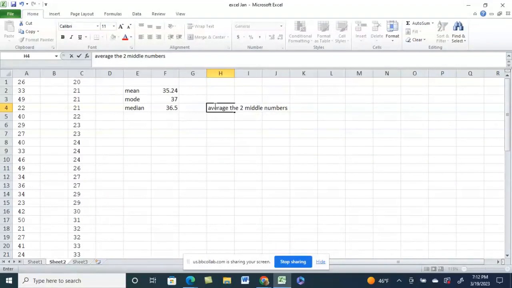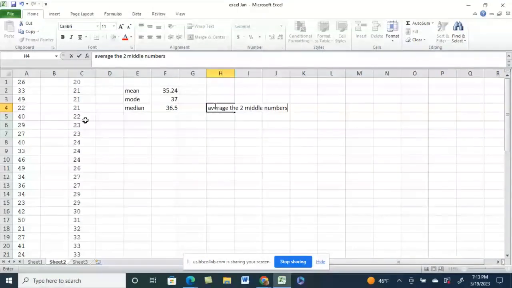Now, if you have an odd number of numbers, then it's just the middle number. Okay, so if I just had these 5 numbers, you would just pick the middle number. Like if you had 5 numbers, there'd be 2 below and 2 above, and there'd be 1 middle number, and that would be your median.